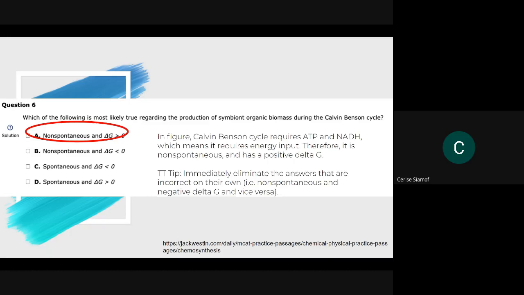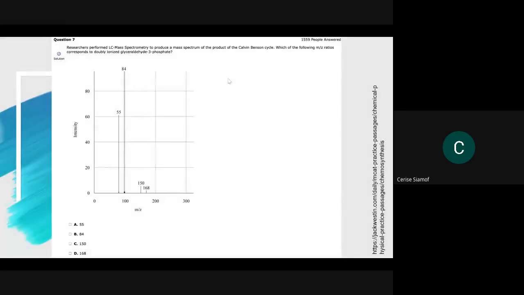Okay, so there's one more. Researchers performed LC mass spec to produce a mass spec of the product of the Calvin-Benson cycle. Which of the following mass to charge ratios corresponds to doubly ionized glyceraldehyde 3-phosphate? So the key here is to notice that it says doubly ionized.